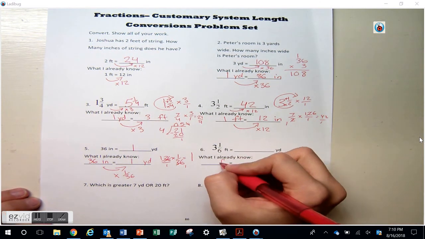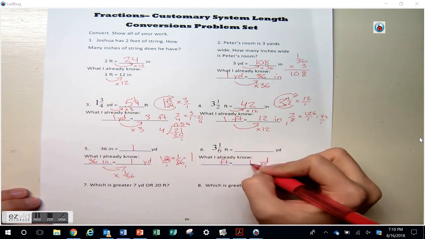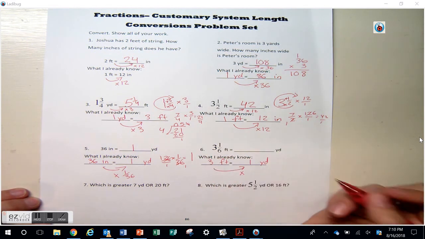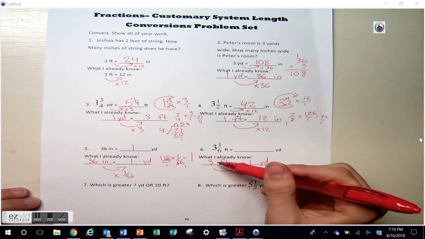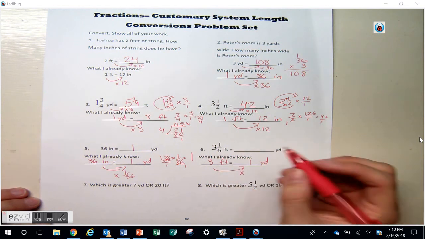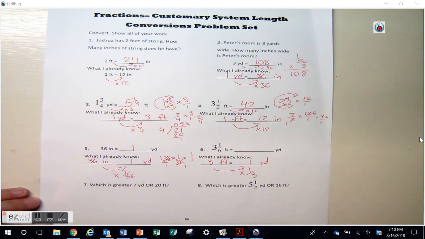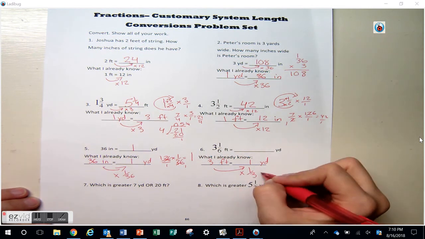Feet, yards. 1 yard equals 3 feet. To get from feet to yards, I will multiply by, normally you would think we would divide, so what could I multiply by? 1/3. Because remember, multiplying by 1/3 is the same as dividing by 3.